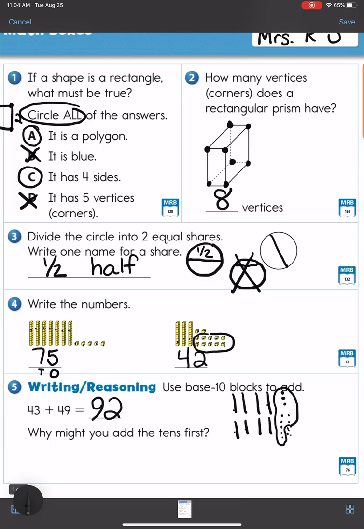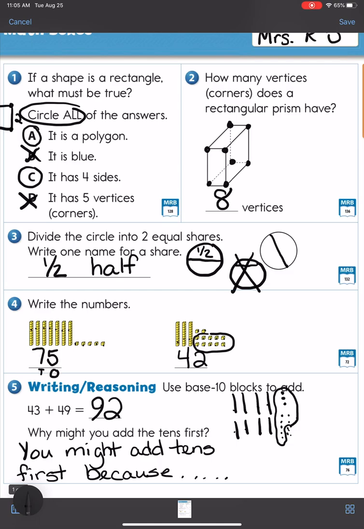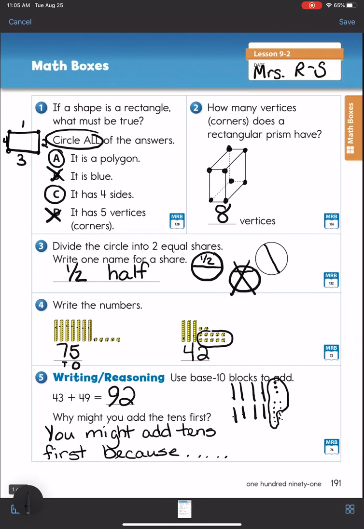Now I want you to think about it. Why is it you might have added the tens first? So I'm going to start by restating the question. You might add tens first because that's a good sentence starter. Those lines mean fill in the blank. And that is how I completed the math boxes for lesson 9-2.